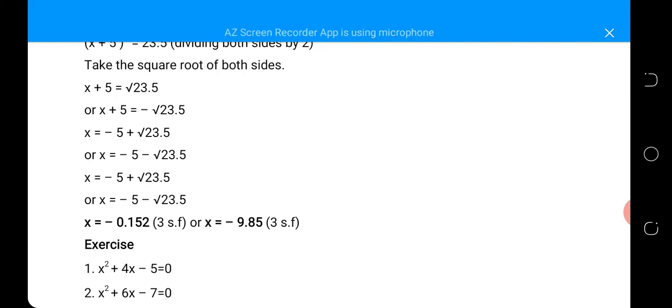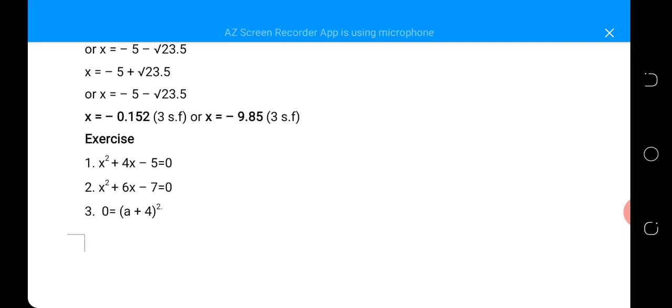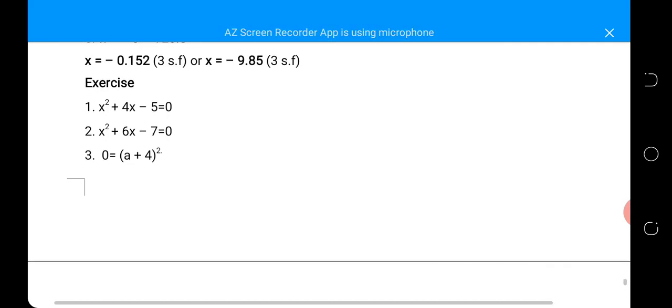Subtracting 5 from both sides, we are going to have x is equal to minus 5 plus square root 23.5, or x is equal to minus 5 minus square root 23.5, which is going to be solved into x is equal to minus 0.152 to 3 significant figures, or x is equal to minus 9.85 to 3 significant figures.